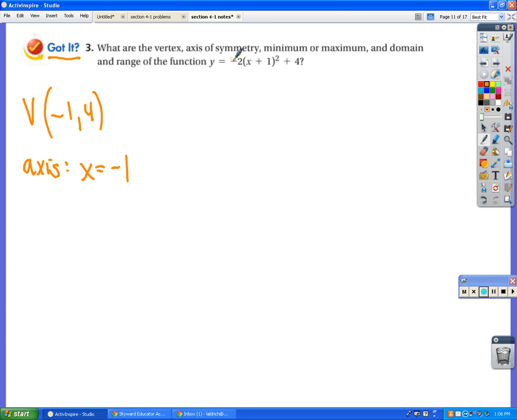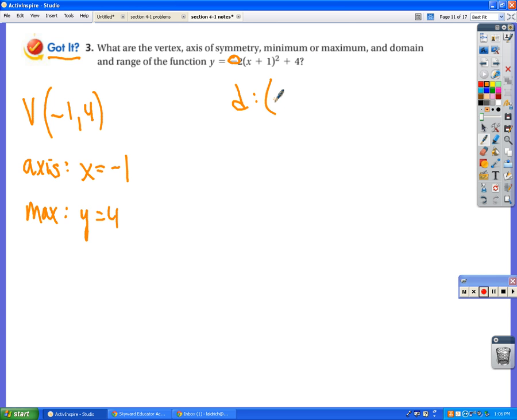This one has a negative in front, so will it open up or will it open down? It'll open down. So will we have a maximum or a minimum? We'll have a maximum. What will that maximum be? Y equals 4. Okay? Easy one.